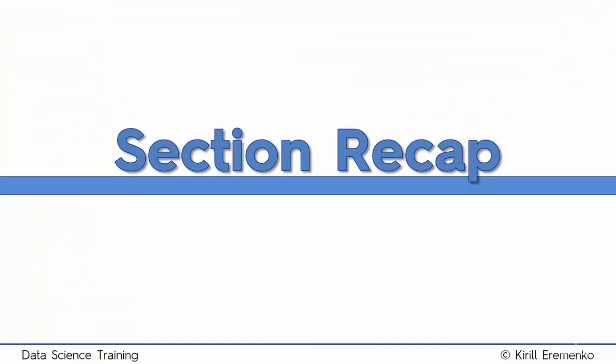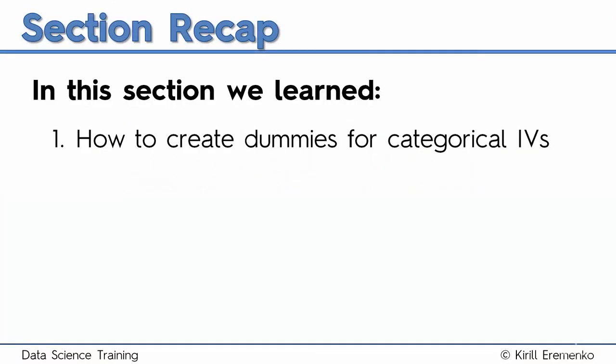All right, section recap. In this section, we learned, number 1, how to create dummies for categorical independent variables. We went through the whole process of how you look at the categories, you create new columns, you populate them with ones and zeros, and then you use the categories instead of the actual categorical variable in your modeling.